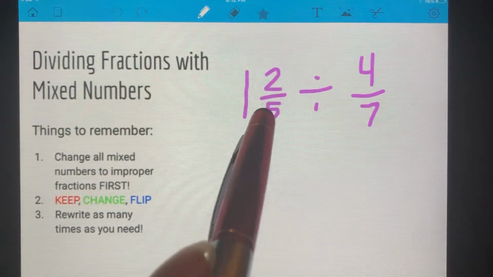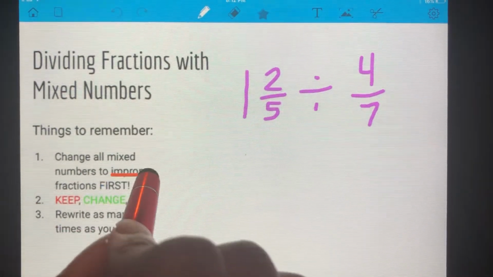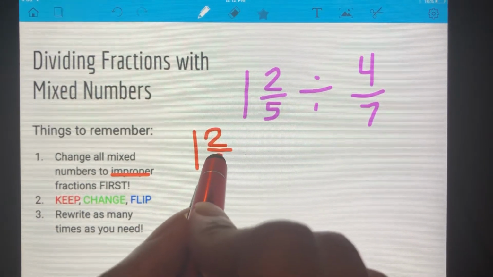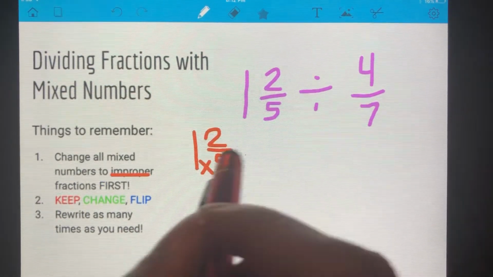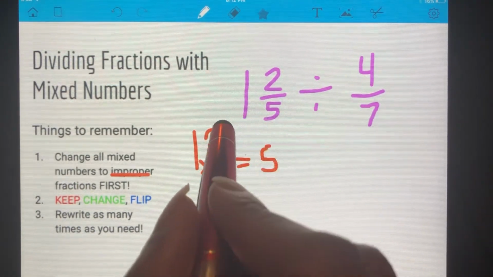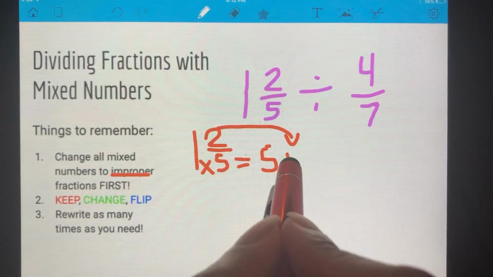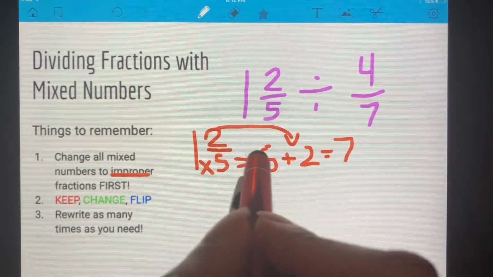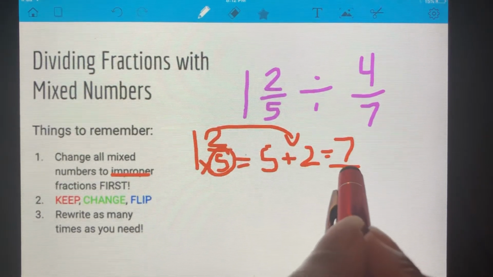All right, so we have 1 2/5. We want to change that to an improper fraction. So 1 2/5, we're going to multiply that whole number by the denominator. That gives us 5. We're going to add the numerator. That'll give me 7. And always keep that denominator.